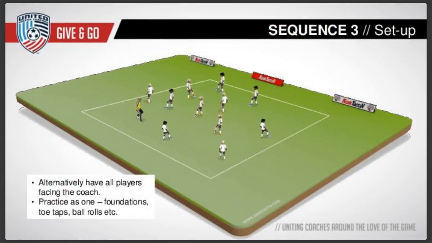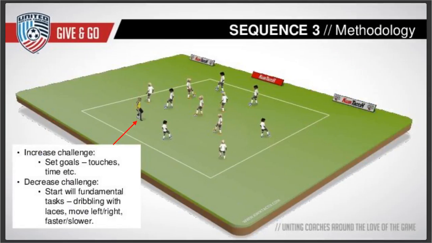In our final sequence, we have a slightly different look and feel. We have the coach in one corner and all of the players in a position where they can see the coach. This could be useful for activities like foundations or toe taps or ball rolls, activities where the coach might encourage the players to lift their heads, to observe the coach, and then perform the activity somewhat without looking at the ball. So Ian, our final methodology slide.